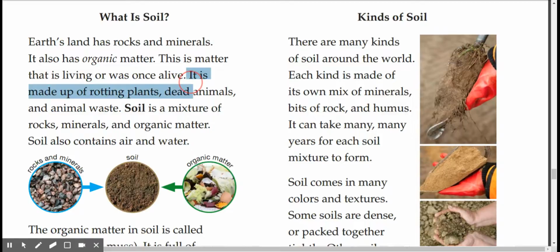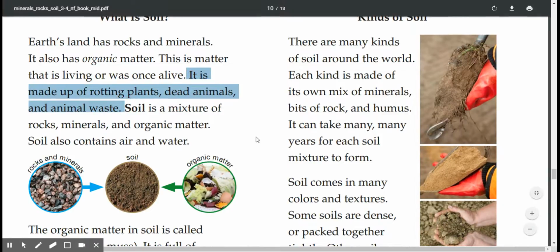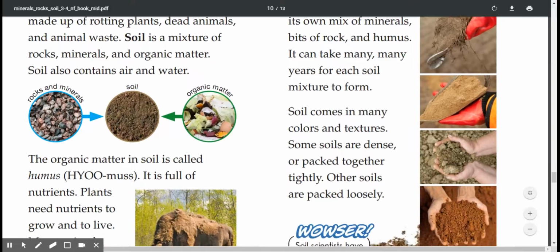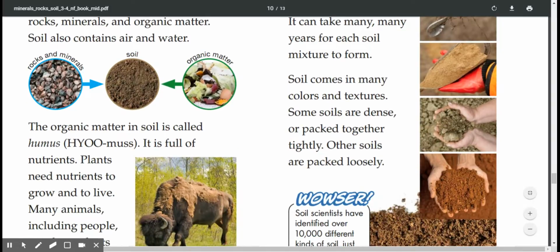So this organic matter is made up of rotting plants, dead animals, and animal waste. Soil is a mixture of rocks, minerals, and this organic matter. It also contains air and water. So you take rocks and minerals, you add organic matter. This is compost, it's food trash. Remember, this all was alive at one point. Yes, plants are alive. And you combine it into soil.